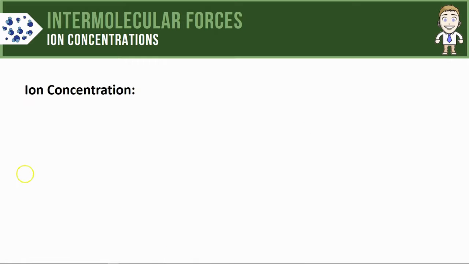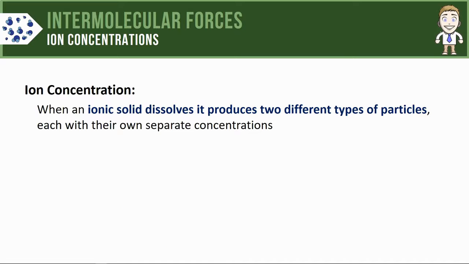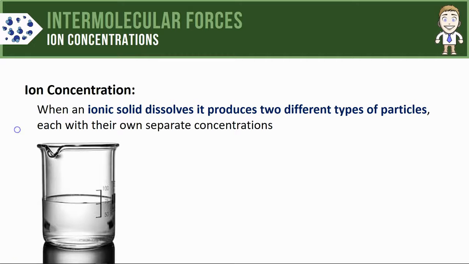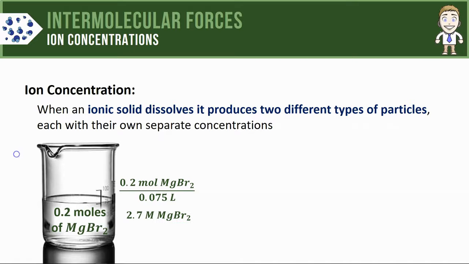So the issue with ion concentrations is that when an ionic solid dissolves, it actually produces two different types of particles, the cation and the anion, each with their own separate concentrations. Imagine a beaker of water where we dissolve 0.2 moles of an ionic solid like magnesium bromide. We could take those moles and calculate the molarity of magnesium bromide in the solution pretty easily. 0.2 moles divided by the 0.075 liters, we've got a 2.7 molar magnesium bromide solution.